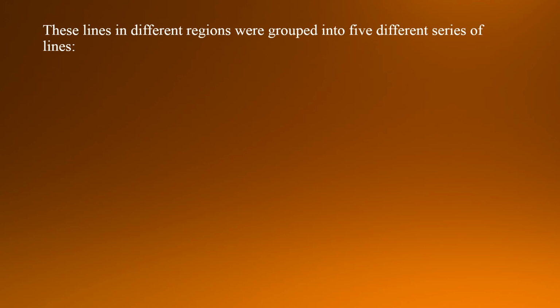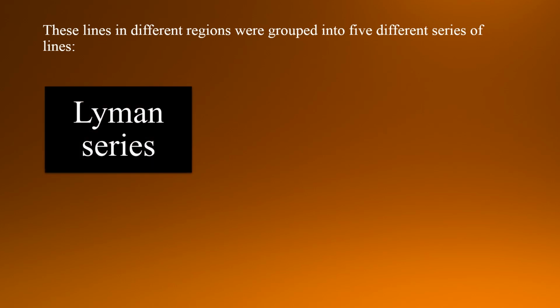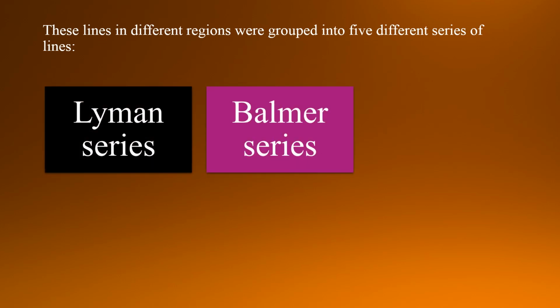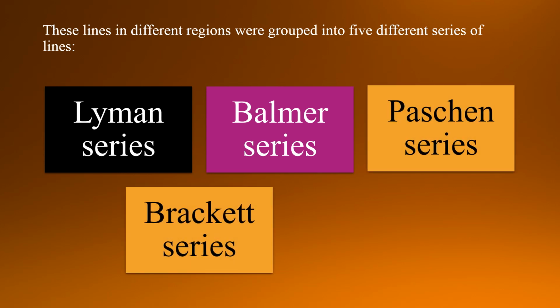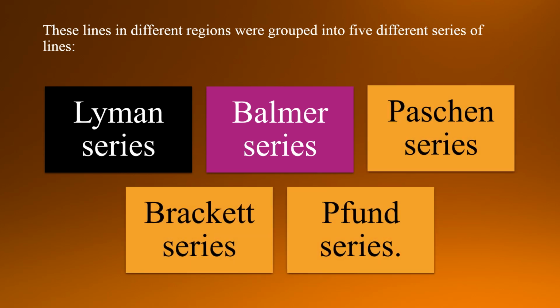So these lines in different regions were grouped into 5 different series of lines. The 5 different series of lines are: first is Lyman series, Balmer series, Paschen series, Brackett series and Pfund series. So these are the 5 series into which the lines are grouped.